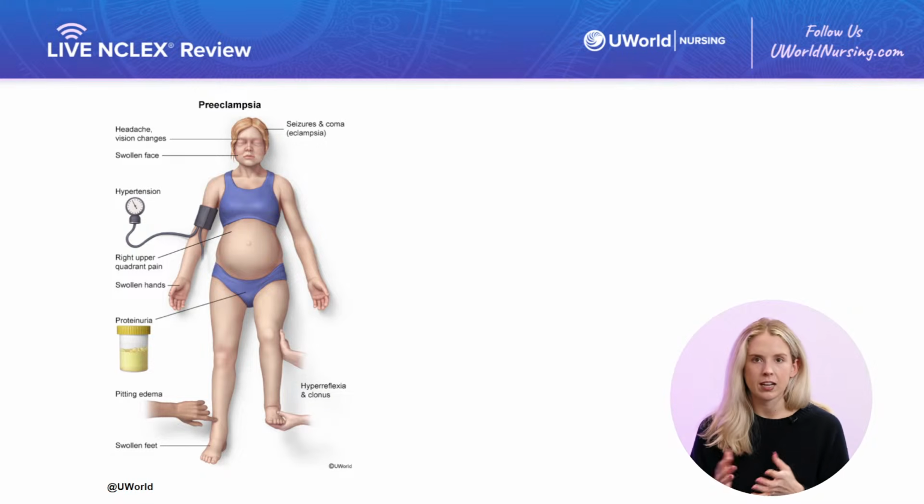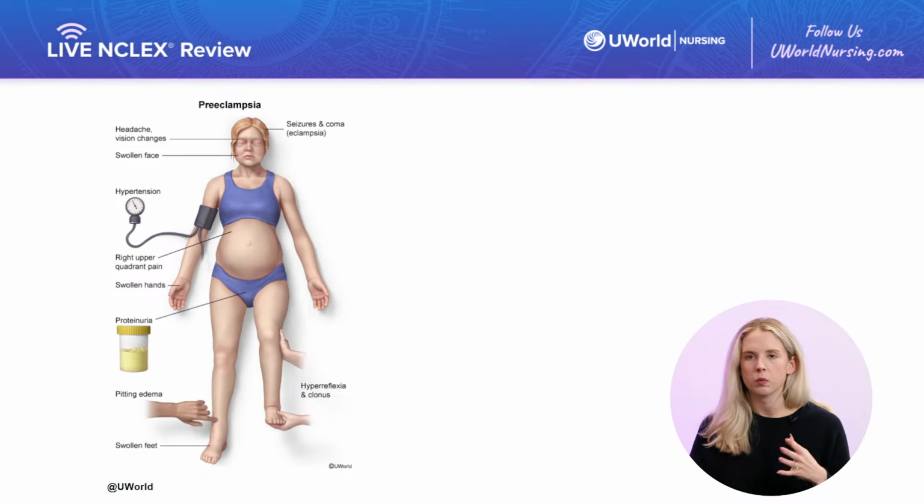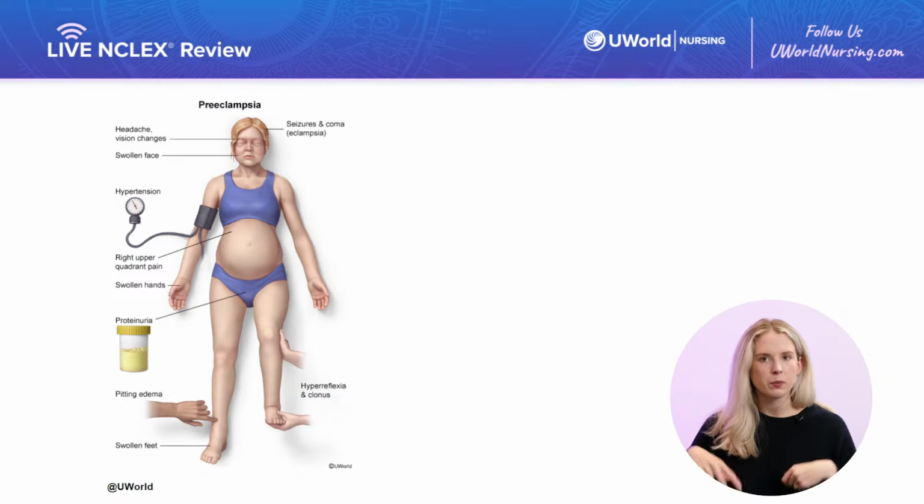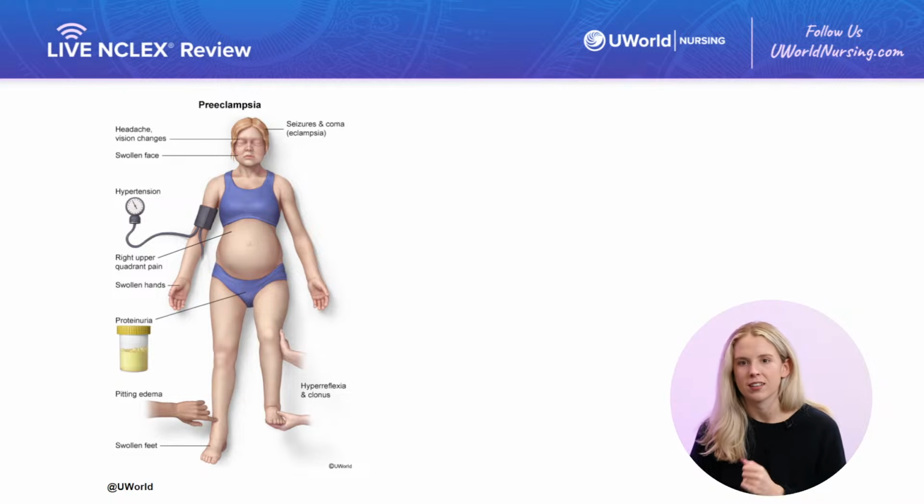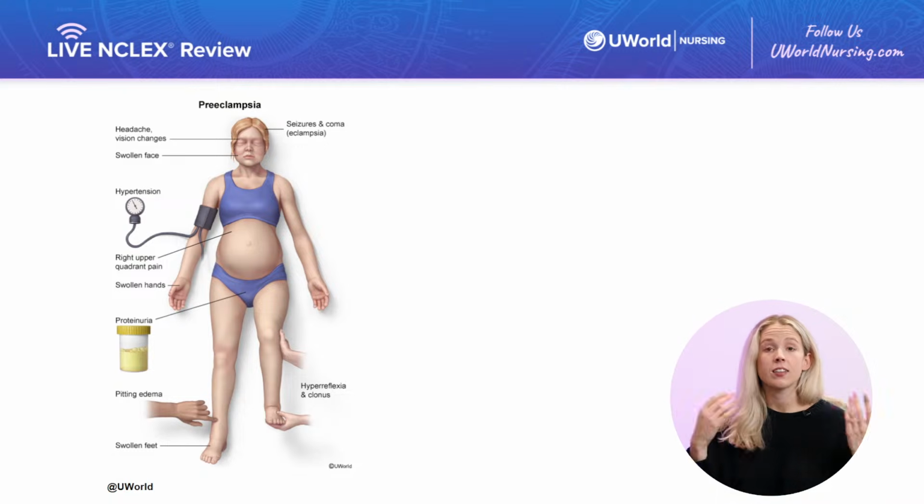And we'll of course enact those seizure precautions. So nothing in the bed that could injure the client if they were to seize. If they do start seizing, we're putting the head of the bed down. The side rails are already padded. We're calling in some buddies, all of that good stuff that you guys know. Now, depending on the gestational age of the fetus, we're also preparing this fetus for impending birth in these preeclamptic clients.